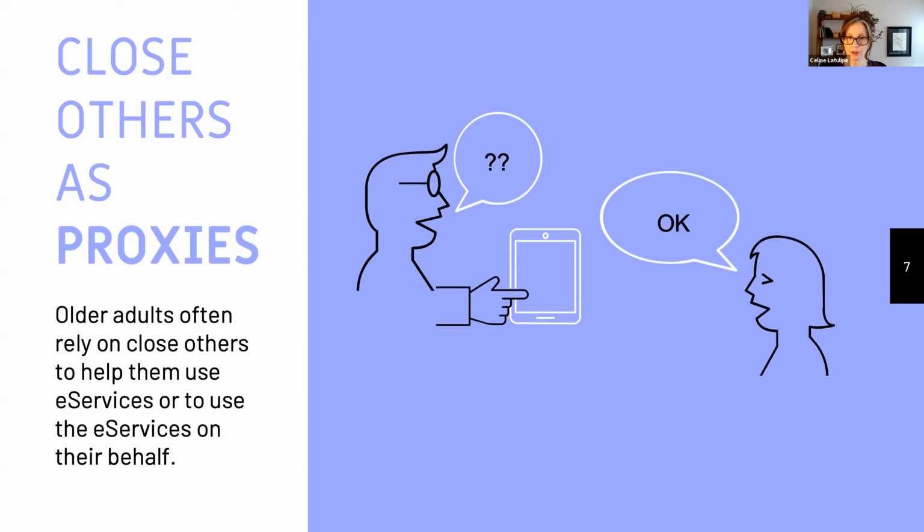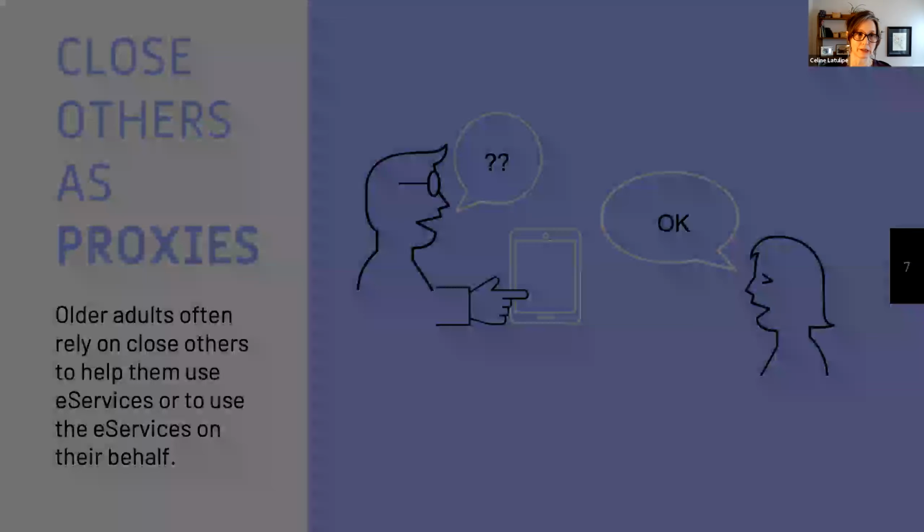So close others, these people surrounding older adults, what we know is that they often help older adults use e-services. And we want to look into that. What does that mean? How does it work? And are there any issues around this?